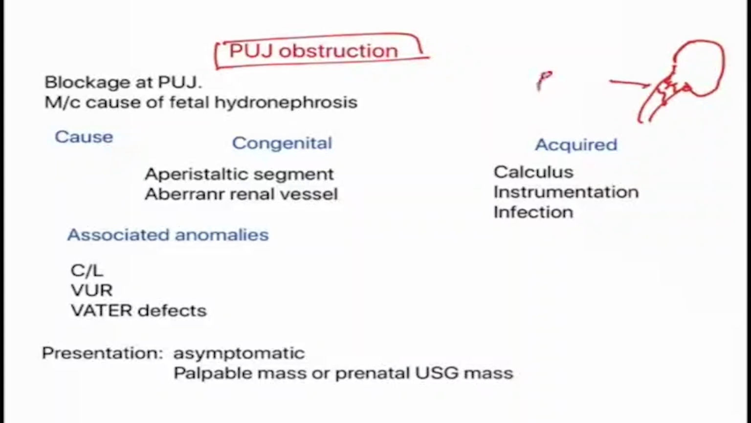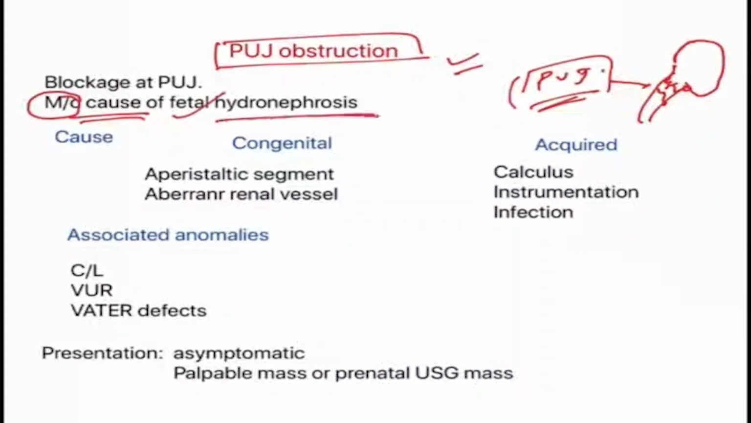Now PUJ obstruction. This is the kidney, this is the renal pelvis, and this is the ureter. When this PUJ is obstructed, this is called PUJ obstruction. This is the most common cause of fetal hydronephrosis.